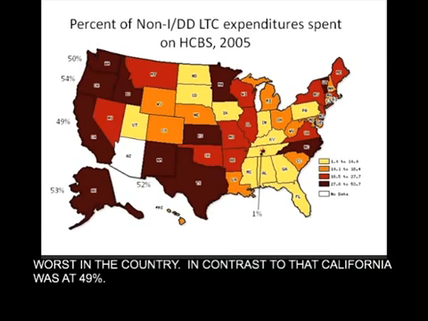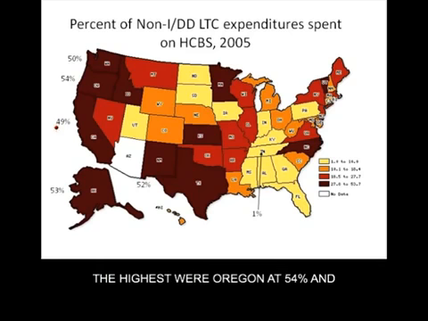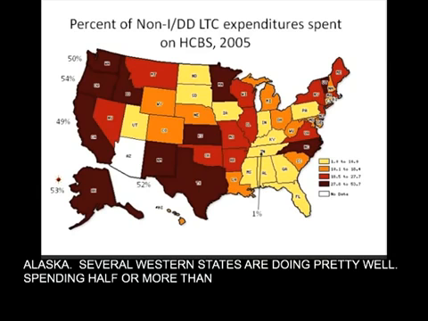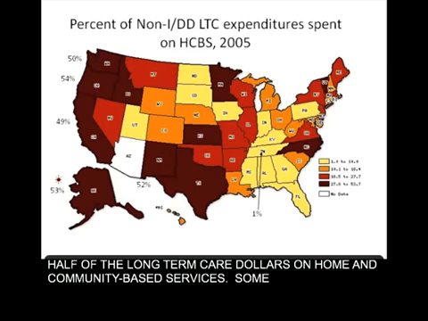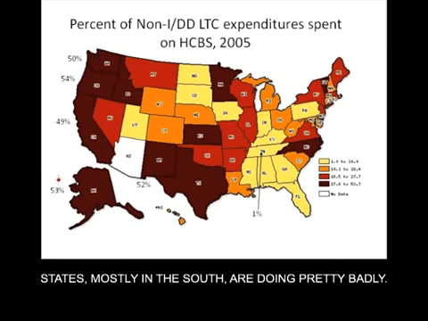In contrast to that, California was at 49%. The highest were Oregon at 54% and Alaska at 53%. So several Western states are doing pretty well, spending half or more than half of their long-term care dollars on home and community-based services. Some states, mostly in the South, are doing pretty badly.